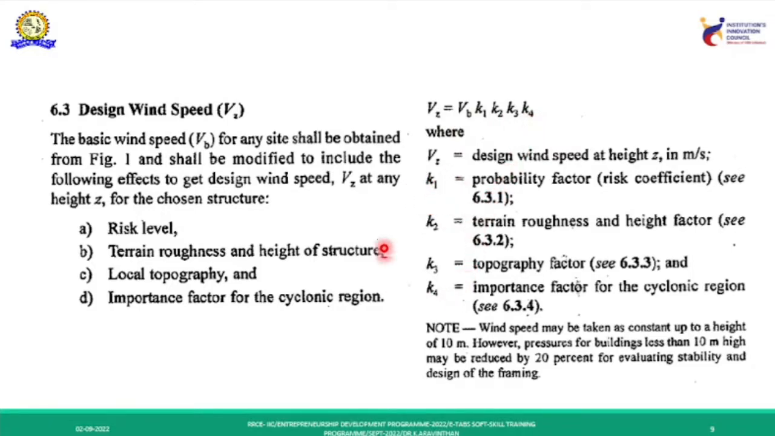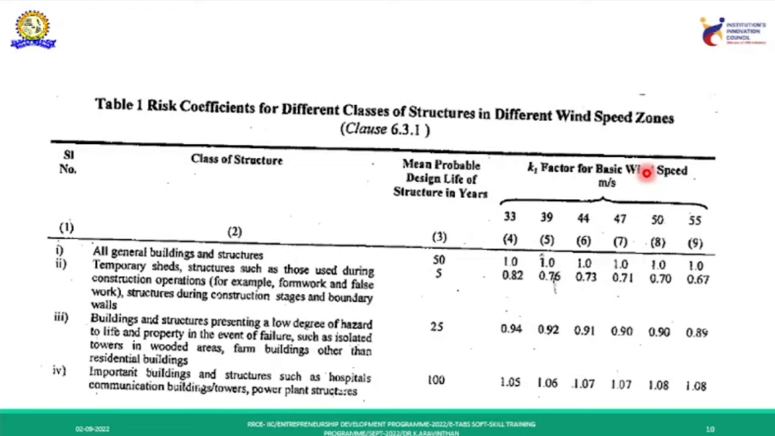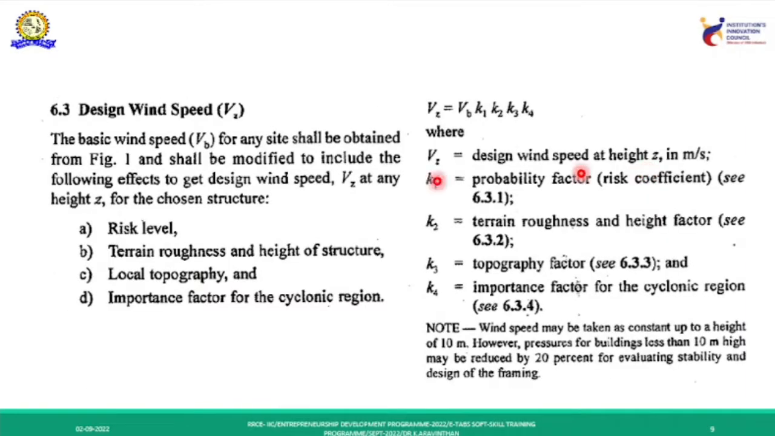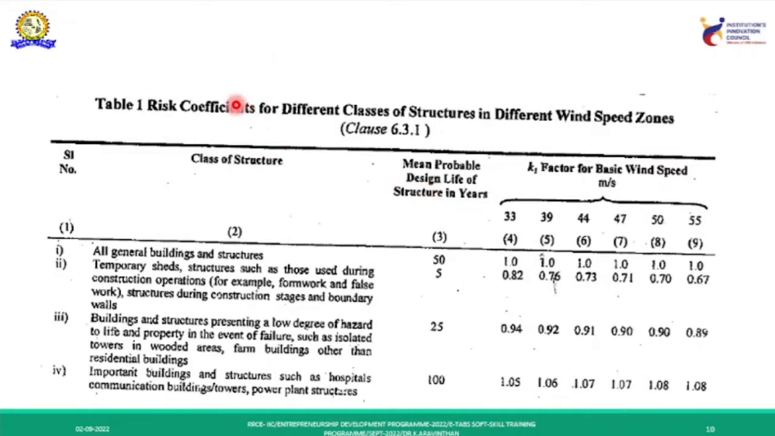All the four are constants. Vz is the design wind speed at a height Z. So you can calculate it by using table 1. What is table 1? This is the risk coefficient. So this is the first parameter called K1. K1 can be found out by the risk coefficient.